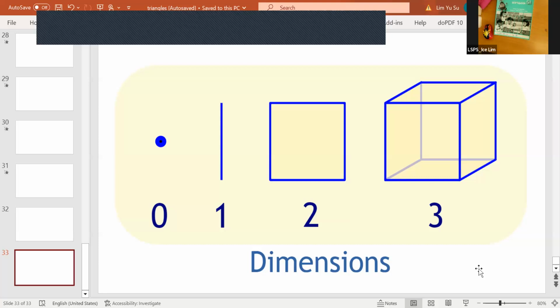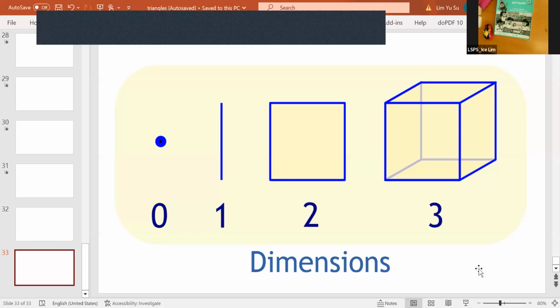Cm times cm, unit times unit, meter times meter, kilometer times meter. 2 dimension, 2 measurement, this is called area. Now, so I'll end up having cm square, unit square, and meter square. We call square centimeters, square meters, square units.